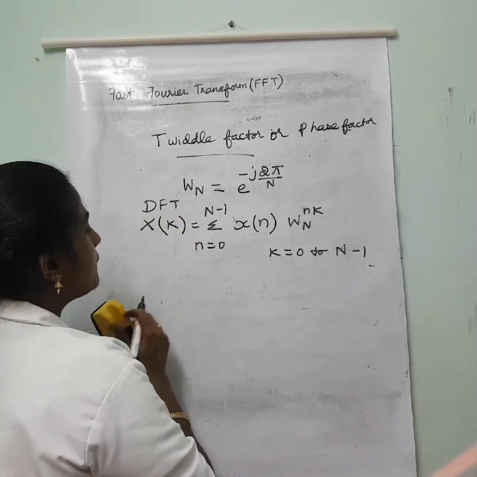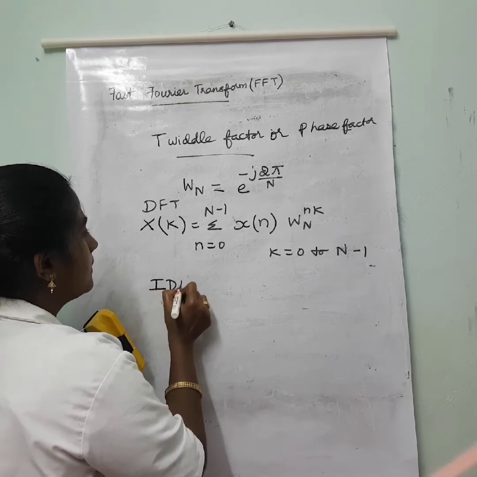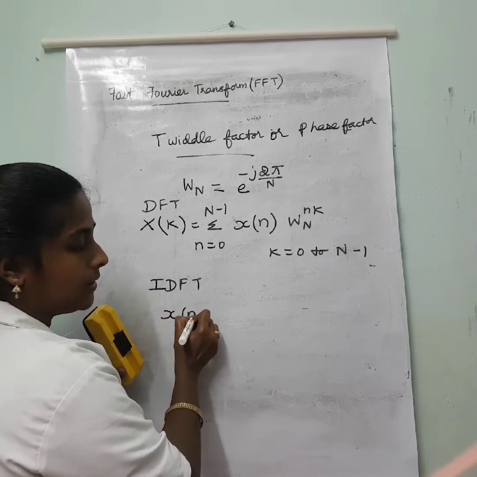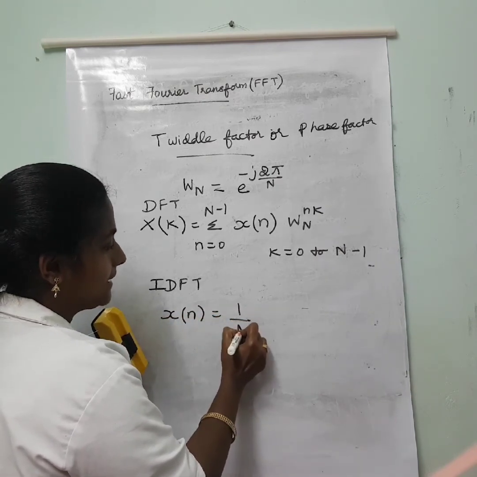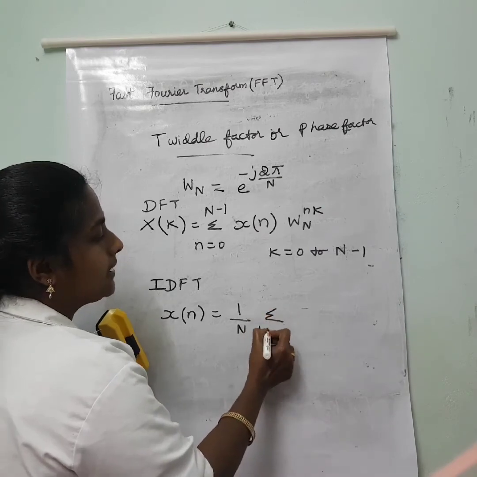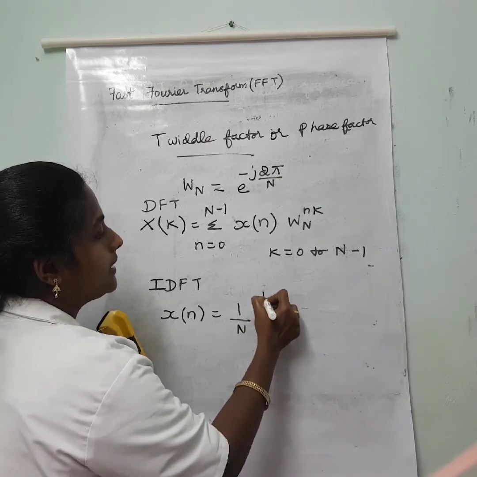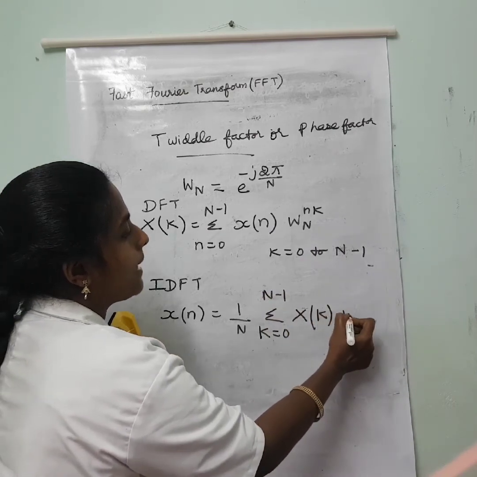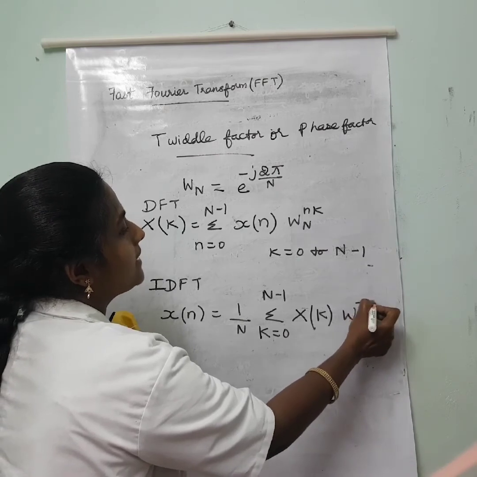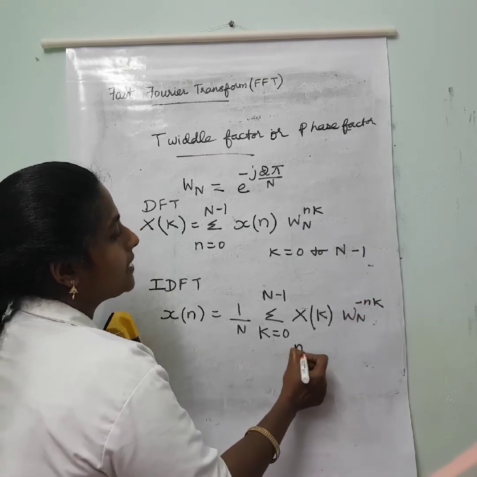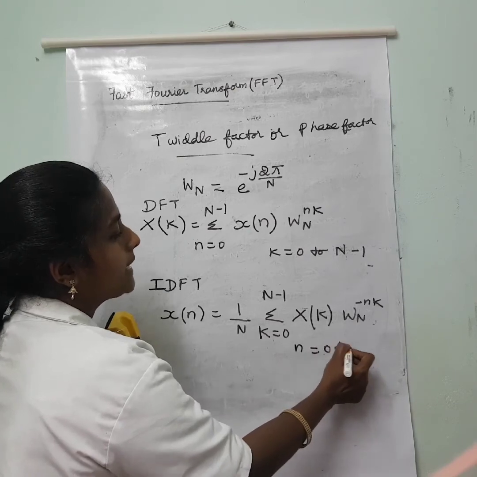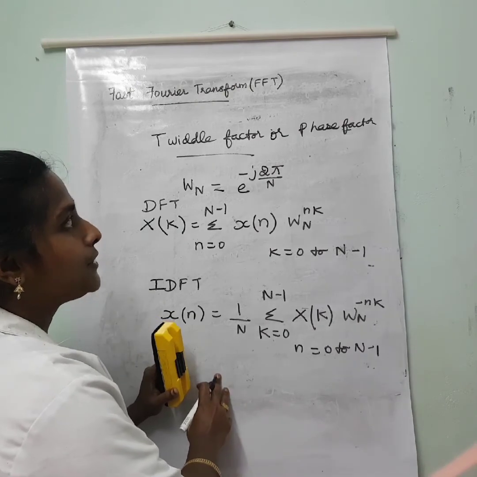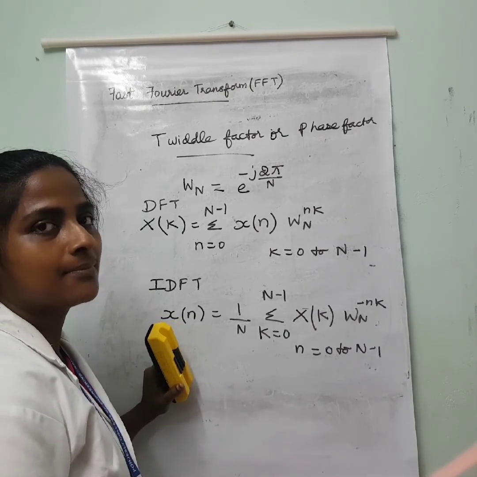Similarly, the IDFT formula can be written as x of n is equal to 1 by n into summation k is equal to 0 to n minus 1 X of k into Wn power minus nk, where n is equal to 0 to n minus 1. So using this formula we can compute in FFT algorithm. That's all.